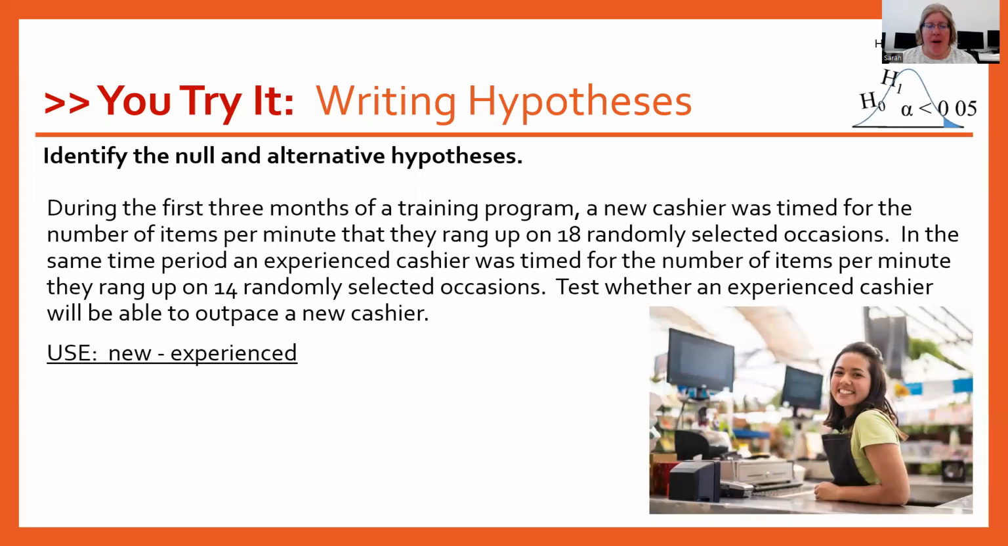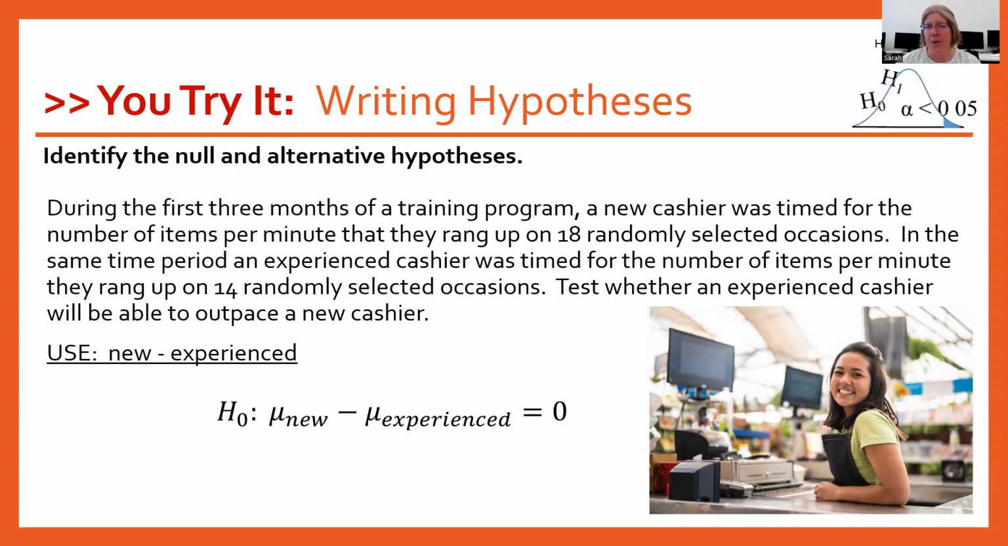So our null hypothesis here is going to be that the mean, or mu, of the new minus the mean of the experienced is equal to 0. So we're just mirroring that subtraction order. The alternative hypothesis might be a little trickier for some people because it's either going to be a left or a right tail. They're telling us to see whether someone is outpacing another person. So that is telling me that someone has to be faster than the other.